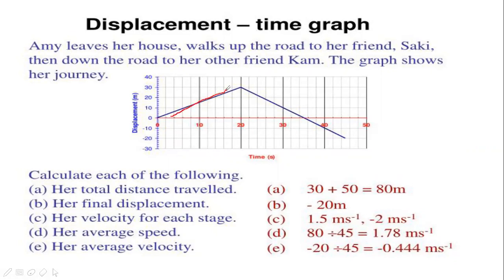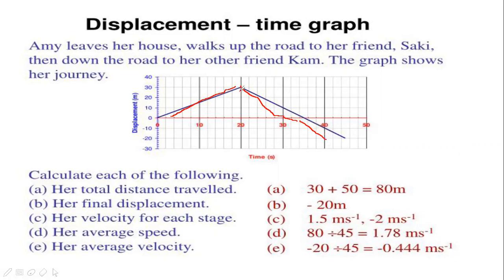This distance is 30 meter. Then this is 30 and this is 20. So 30 plus 30 plus 20, total will become what? 80 meter. Our final displacement, as displacement is a vector quantity, so it is in the opposite direction, so minus 20.